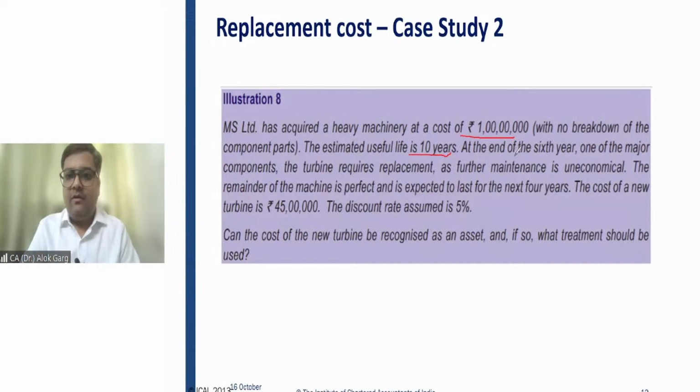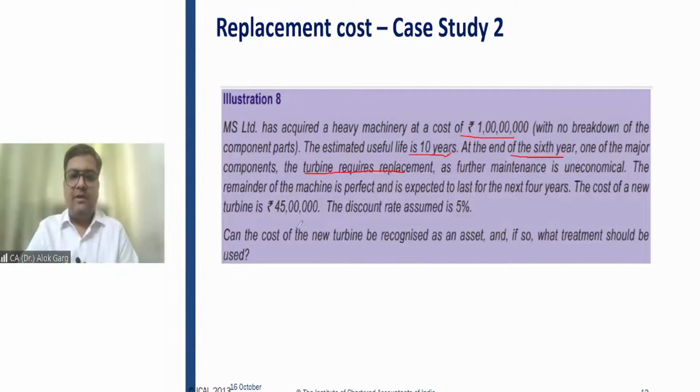At the end of the 6th year, one of the major components, the turbine, requires replacement as further maintenance is uneconomical. They found that if they want to go for repairing this turbine, it will be a very huge cost, a very expensive affair. So they decided to replace the turbine. The remainder of the machine is perfect and is expected to last for the next 4 years, right?